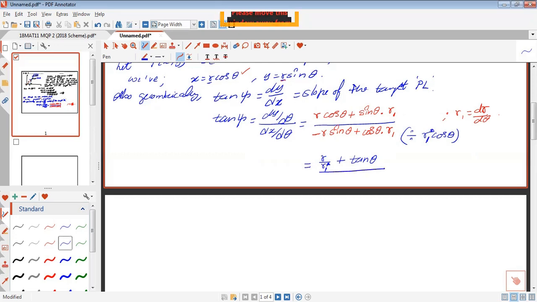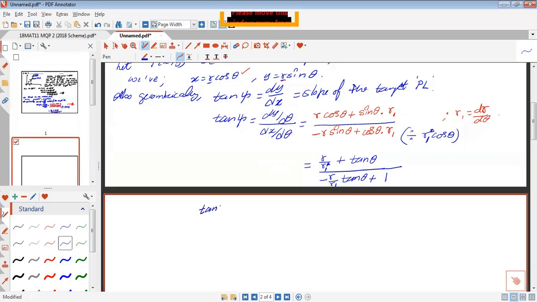Divided by denominator minus r divided by r1, or r1 sin theta divided by cos theta, that is tan theta, plus r1 cos theta divided by r1 cos theta, you will get 1. Or you can write tan xi is equal to tan theta, I will write first, plus r divided by r1, and denominator is 1, I will write first, minus r by r1 times tan theta.